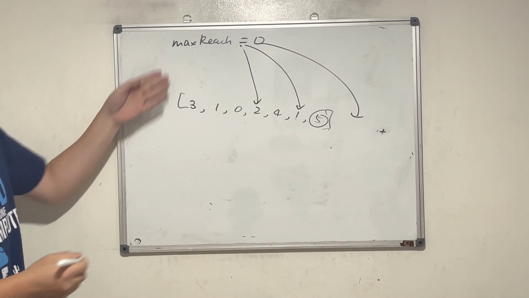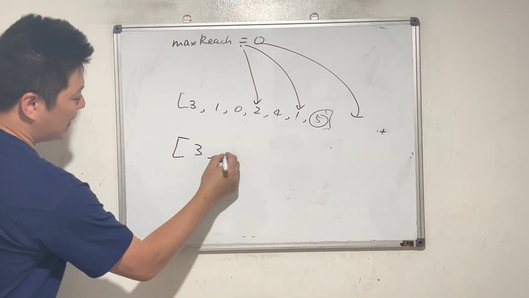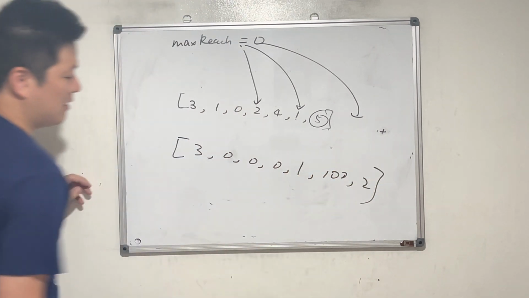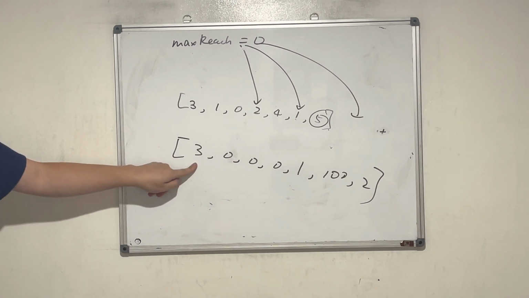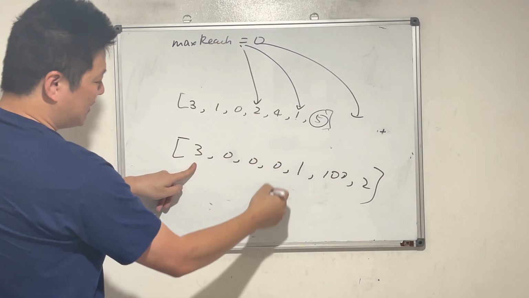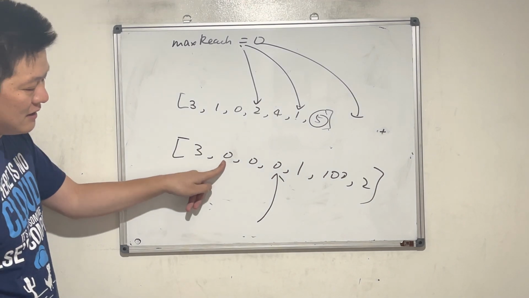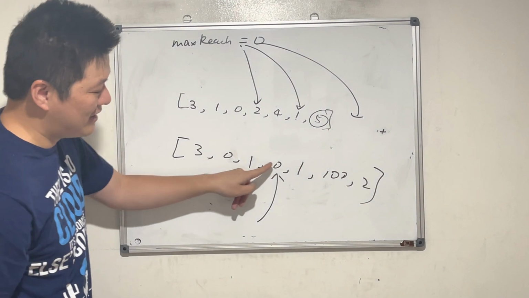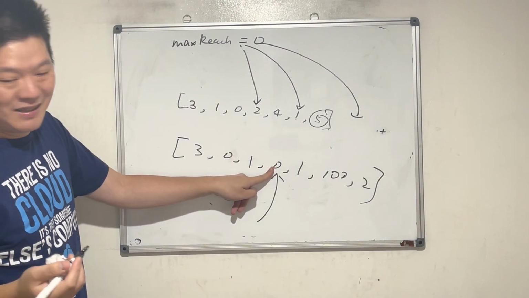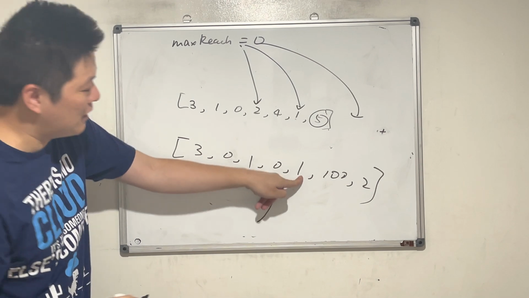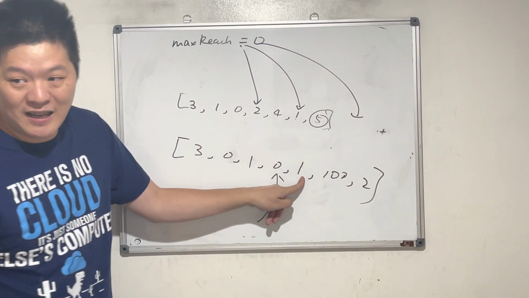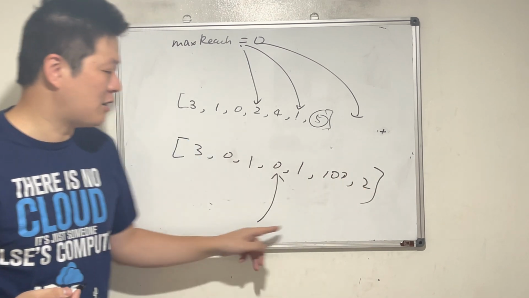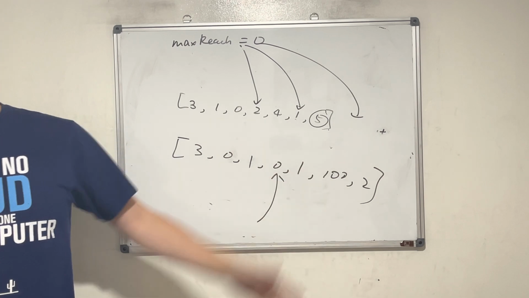Let's see another example: 3, 0, 0, 0, 1, 100, 2. Can we reach the end? No. Okay, 3: max reach goes to here. 0, we don't update it. 0, we don't update it. 0, we don't update it. 1, we don't update it because max reach is smaller than this position. 100, we don't update it either. So the max reach is less than n, and we can't reach the end.